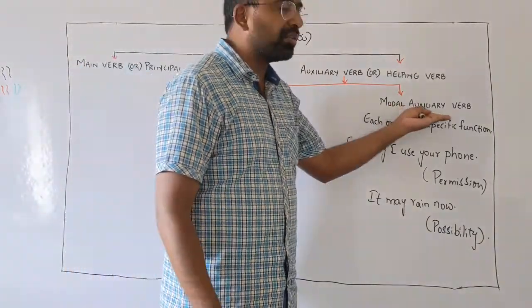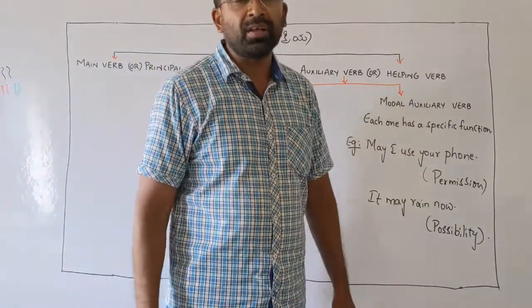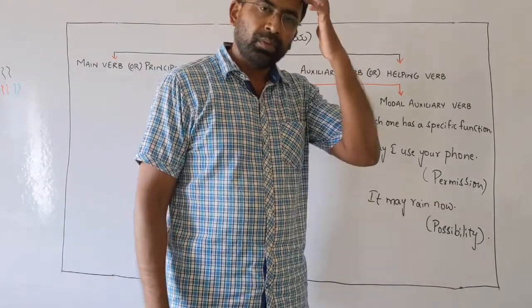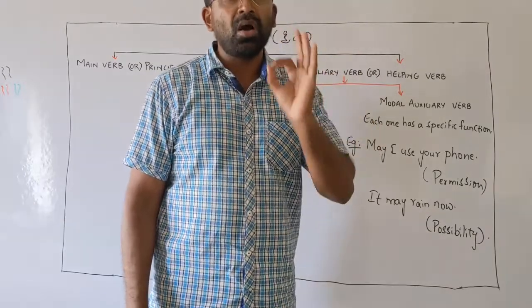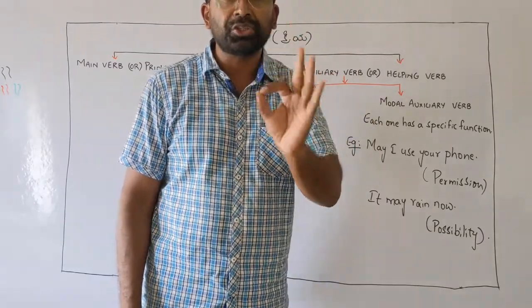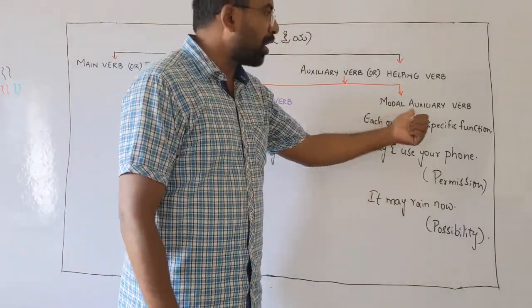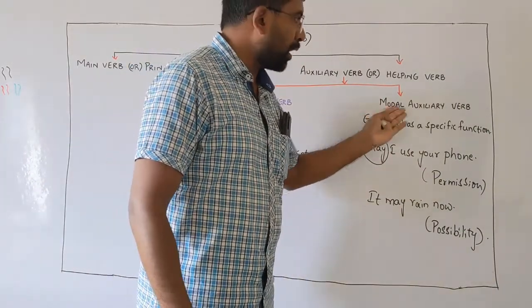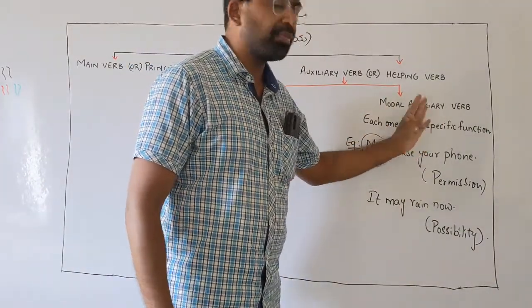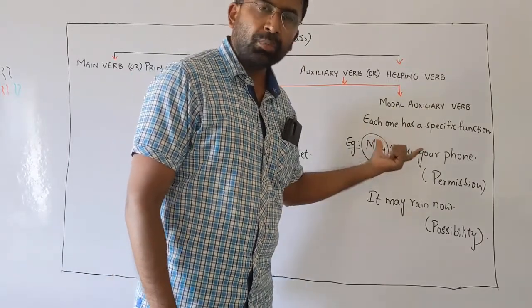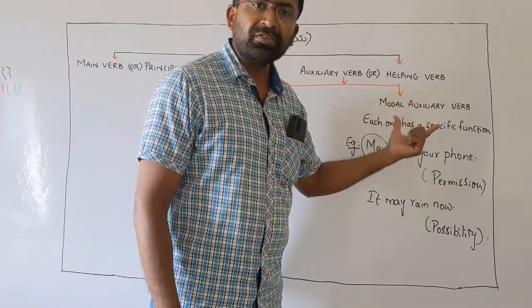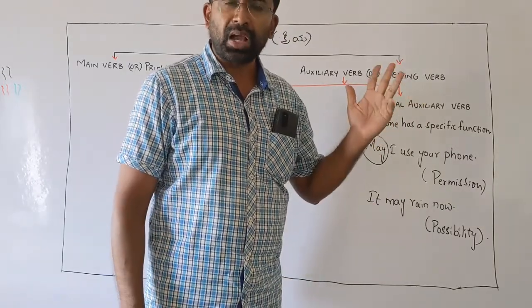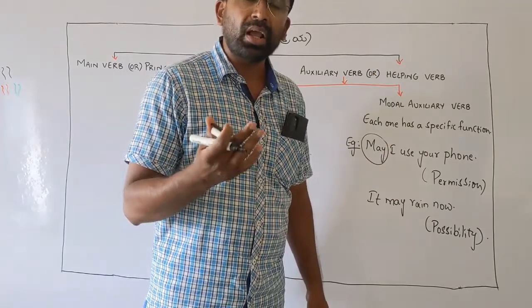Then what about the modal auxiliary verb? There are 13 modal auxiliary verbs: will, would, shall, should, can, could, may, might, must, need, ought to, dare, have to or used to. Each modal auxiliary verb has a specific function. As I had already told you, each modal auxiliary verb has a specific function.